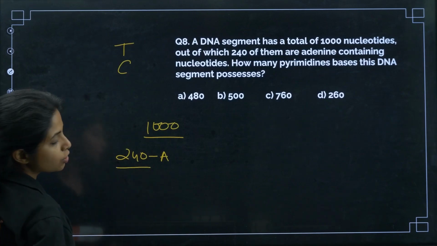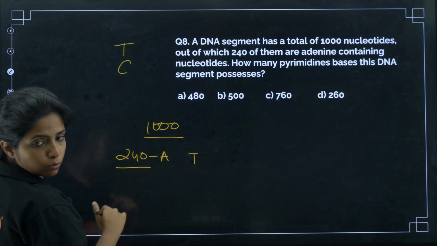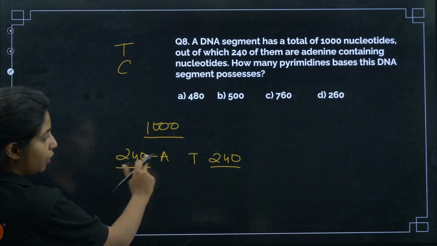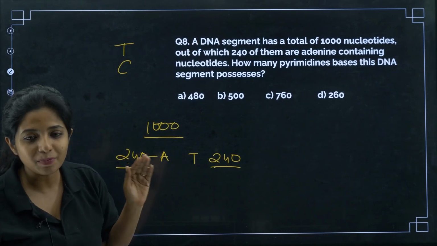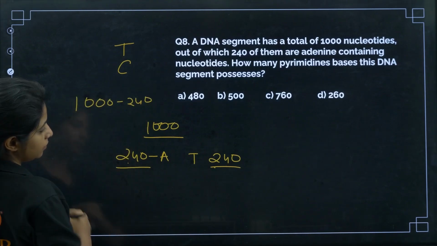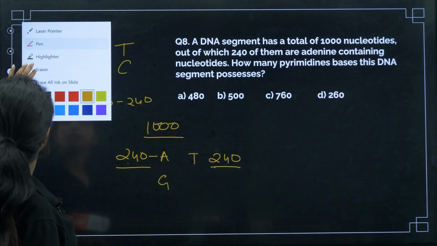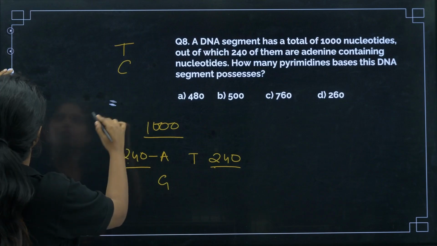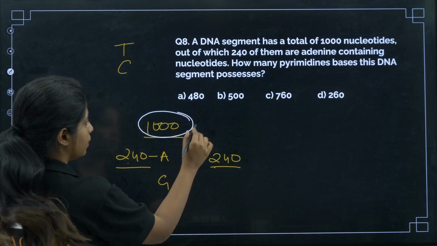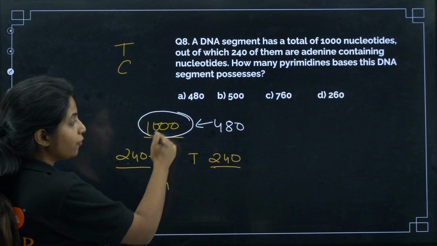So if you know adenine is 240, that means you also know about thymine, its counterpart. If adenine base pairs with thymine, this also will be 240, my dear children. So 240, 240, fine. Now the common mistake we make is we do 1000 minus 240 for finding G. But my dear little children, how many nucleotides do you have in total? You have 1000. So 240 plus 240, basically 480 of the nucleotides we have already counted in this particular 1000. Now we have to count the rest of them.